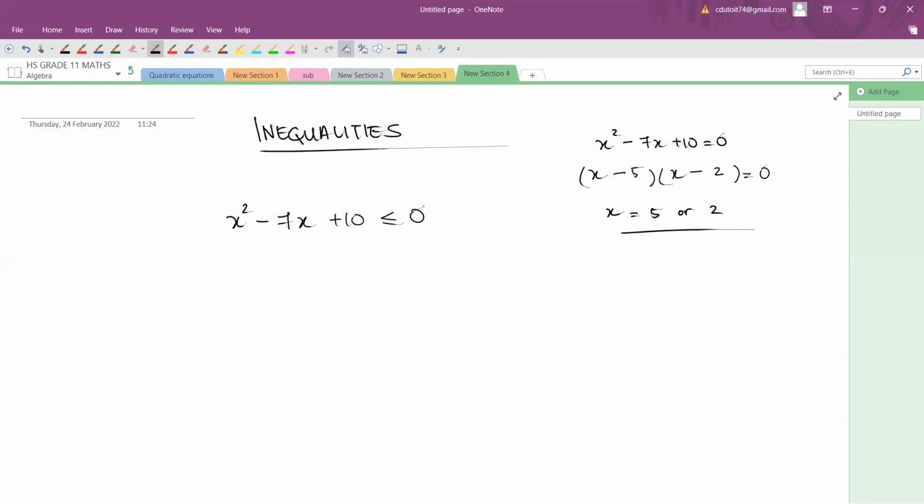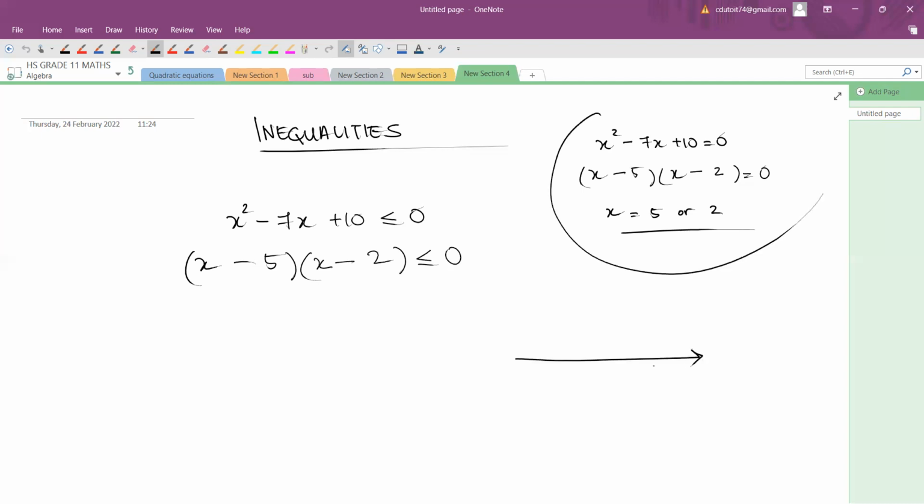So the method is, you're going to still factorize this. You're going to still factorize that. Same. But you're not going to write the answer is 5 or 2. You're going to put those answers on a line. The one is 5. We call that roots or 0 points. And the other one is 2. And then we have to figure out which of those values higher than 5 will give me positive, and where will I find negative values.